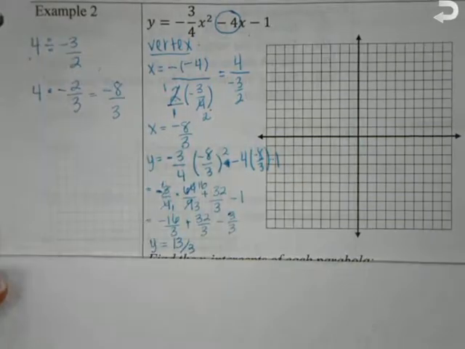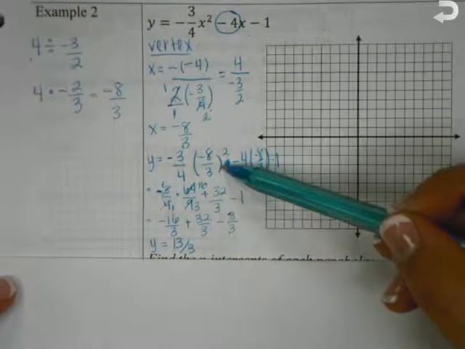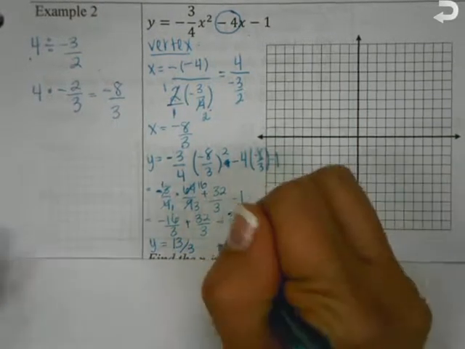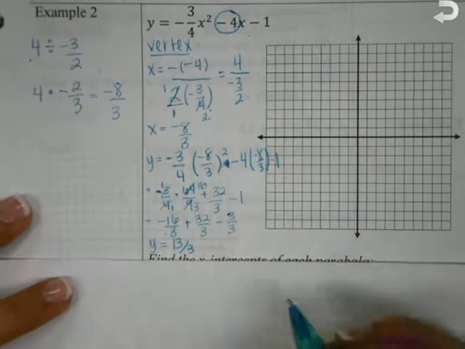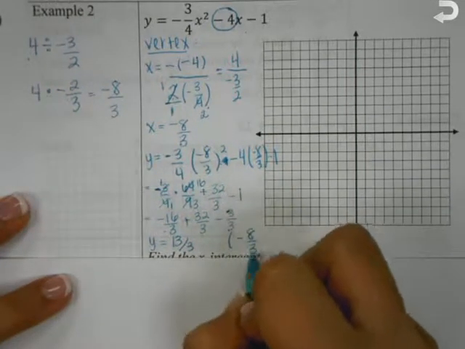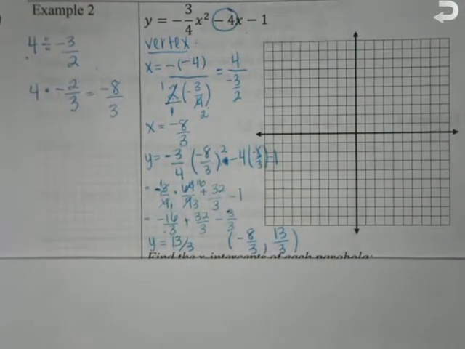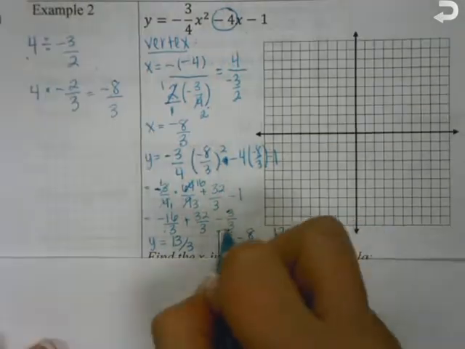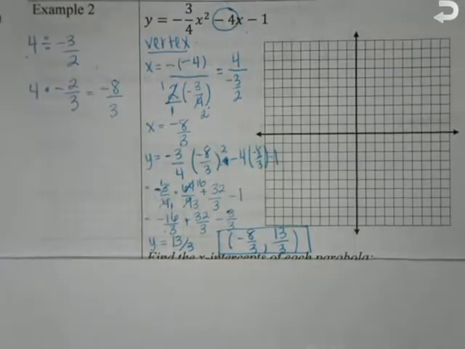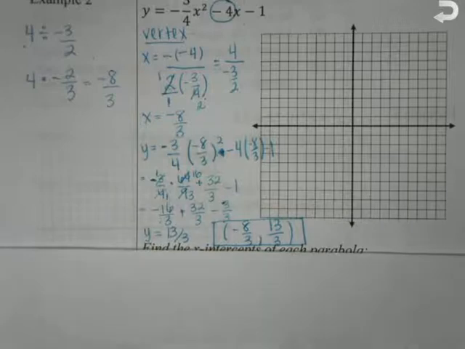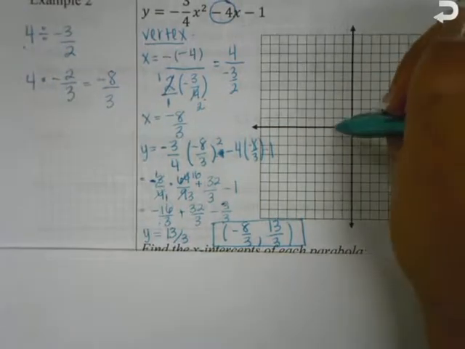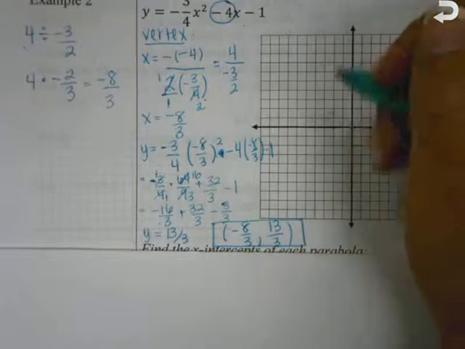So the vertex is -8/3, positive 13/3. That's my vertex. So let's box it so we don't lose it. Okay, so how do I graph that? We have to estimate here. -8/3 is -2 2/3, so that would be somewhere here. And then positive 13/3. 3 goes into 13 4 times, 1, 2, 3, 4. So it's somewhere right here.